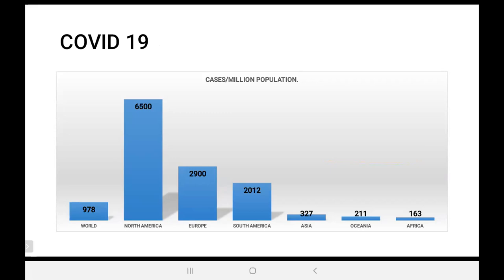The current situation is the cases per million worldwide. North America currently has the highest number as shown, followed by Europe. It is followed by South America, and Asia, Oceania, and Africa have relatively small numbers, as we can see in terms of cases per million of population. What is significant is the small numbers that Africa has, for which, of course, we in Africa are very grateful. But there are certain parts of Africa, particularly South Africa, North Africa, Nigeria, that are affected more than others.